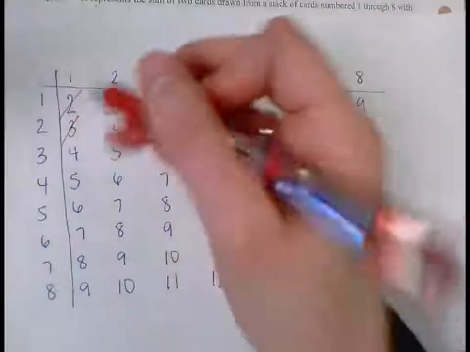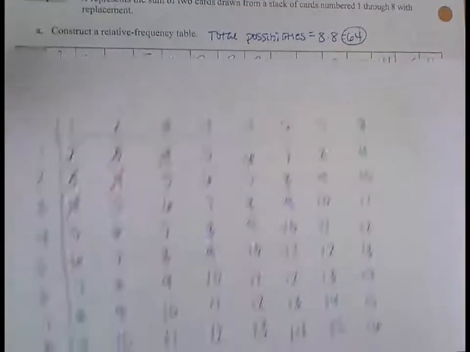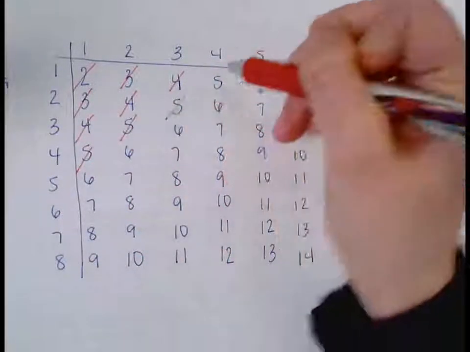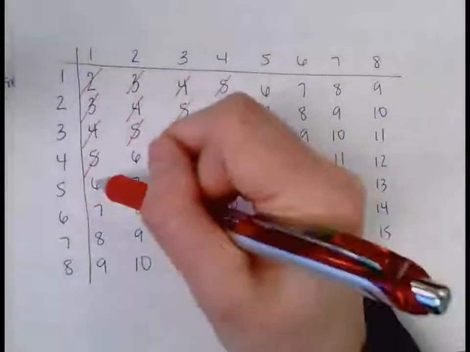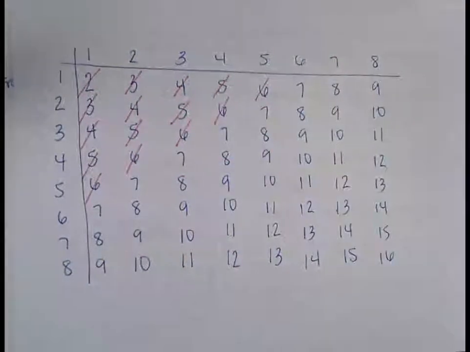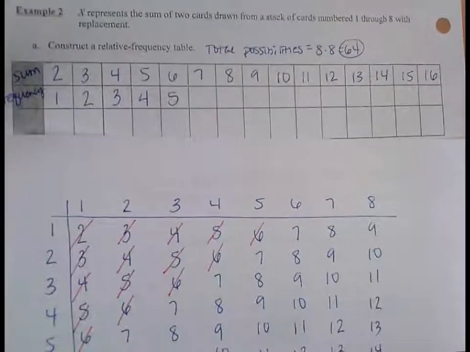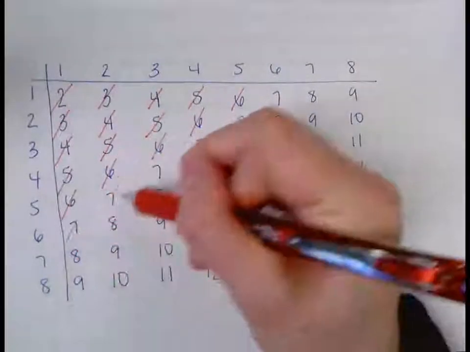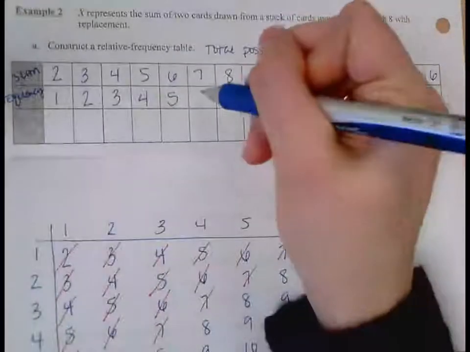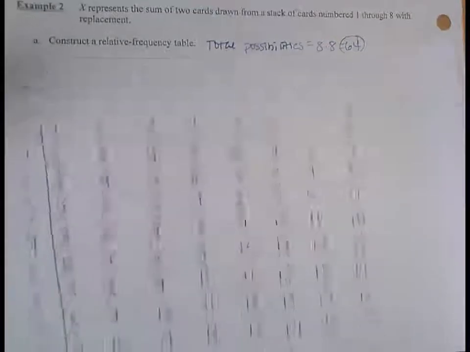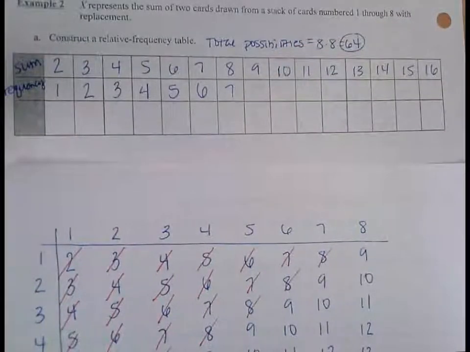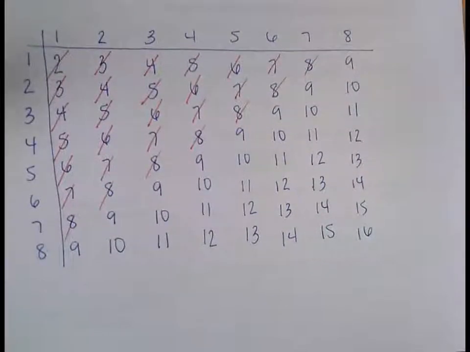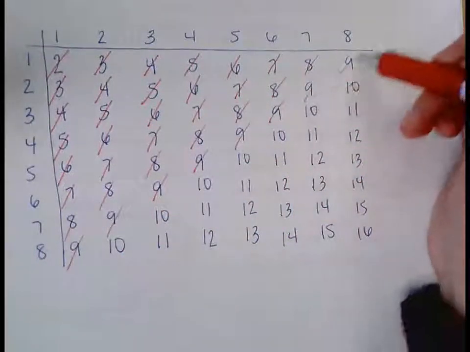The 4 showed up 1, 2, 3 times. So a frequency of 4 would be 3. 5 showed up 1, 2, 3, 4 times. 6 showed up 1, 2, 3, 4, 5 times. 7, 1, 2, 3, 4, 5, 6 times. 8 showed up 1, 2, 3, 4, 5, 6, 7 times. 9 ends up being the one that showed up the most. 1, 2, 3, 4, 5, 6, 7, 8 times.